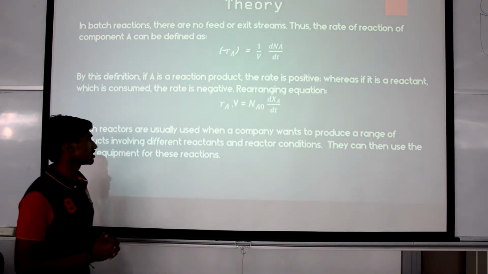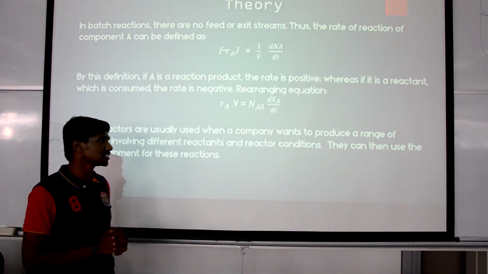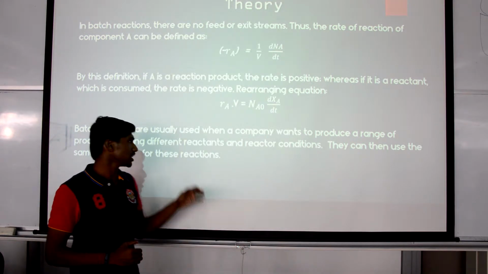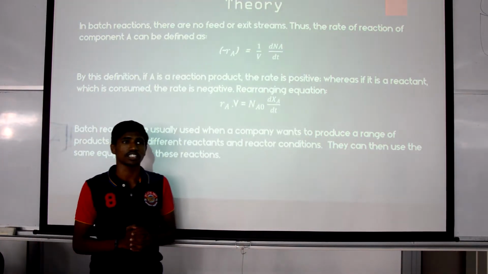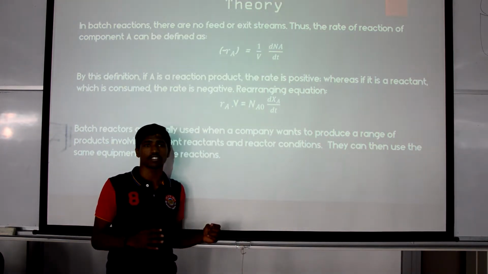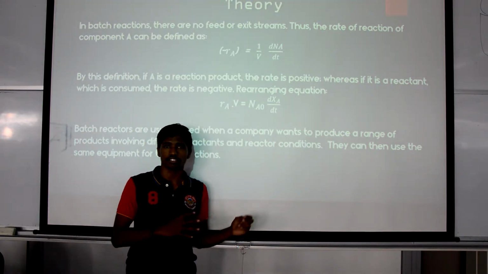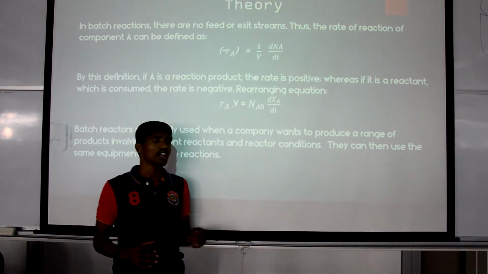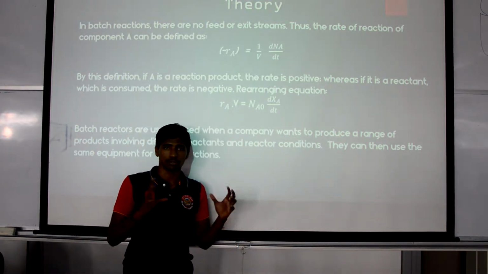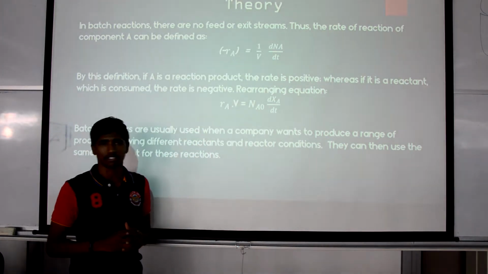Batch reactors are usually used when a company wants to produce a range of products involving different reactants and reactor conditions. They can use the same equipment for these reactions. Why they use it for a range of products is because the reaction is fully completed. As in a continuous flow reactor, the reactants are continuously flowing, so not all of the reactants will completely react in the reactor. In a batch reactor, when it completely reacts, you'll have a range of products compared to a constant number of products. So next we'll talk about the application.